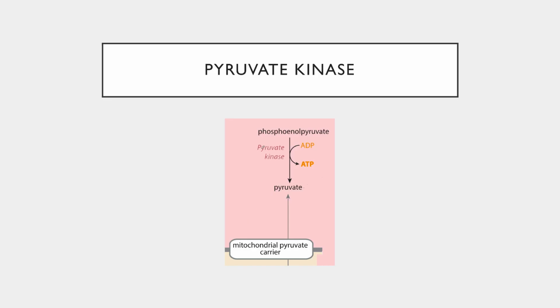Our final regulatory enzyme is pyruvate kinase. This converts phosphoenolpyruvate into pyruvate. So pyruvate kinase can be regulated by phosphorylation and by allosteric means. This enzyme is subject to feed-forward activation by fructose 1,6-bisphosphate, which allosterically activates the enzyme, increasing flux through glycolysis. Conversely, as energy levels in the cell increase, high ATP levels will reduce the enzyme activity.